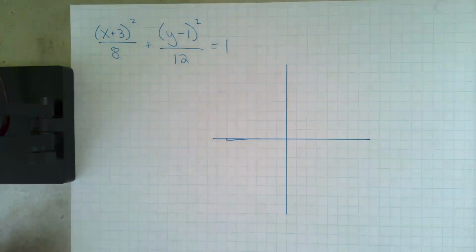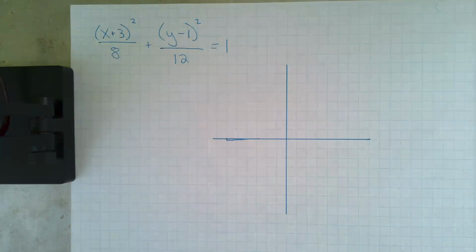Hello, today we're going to look at the equation for an ellipse and how to locate the vertices, the foci, the transverse and conjugate axis, and how to graph it. So let's take a look at this equation here: (x + 3)² over 8 plus (y − 1)² over 12 equals 1.